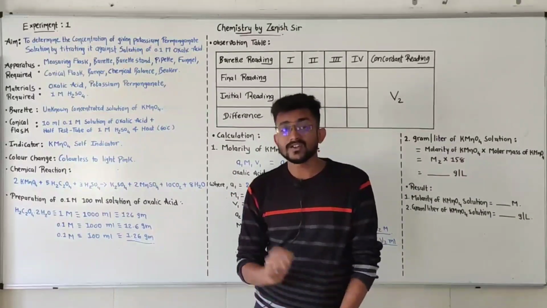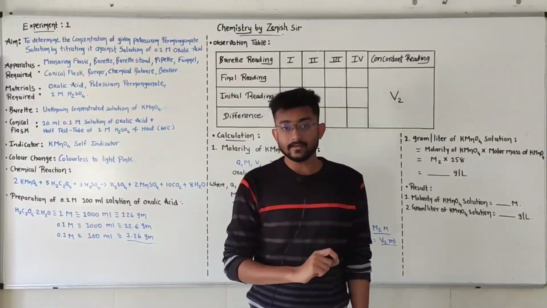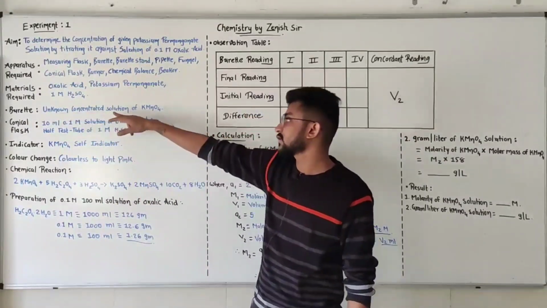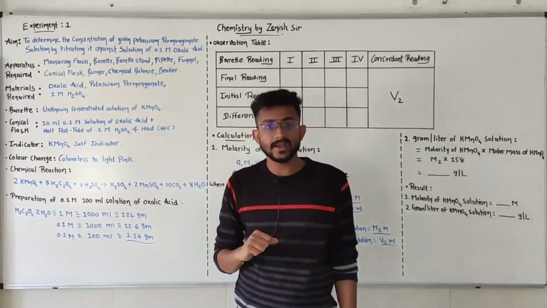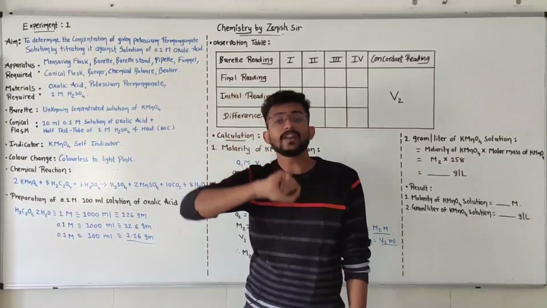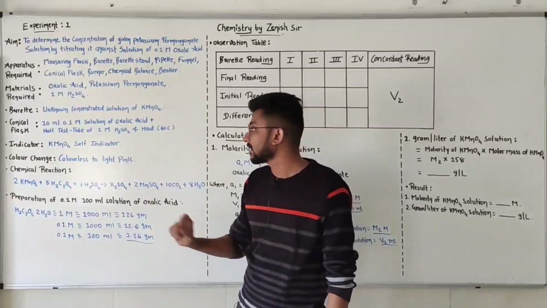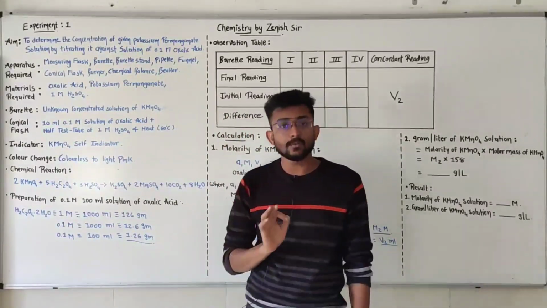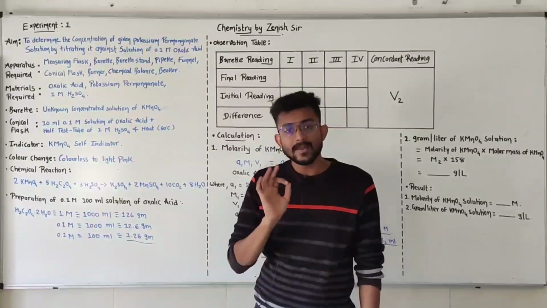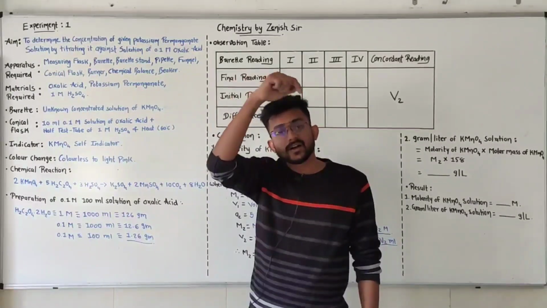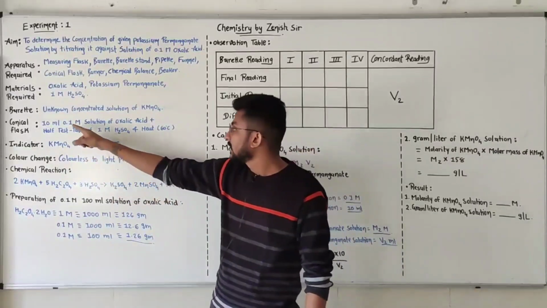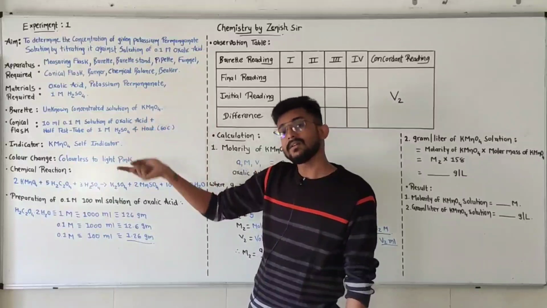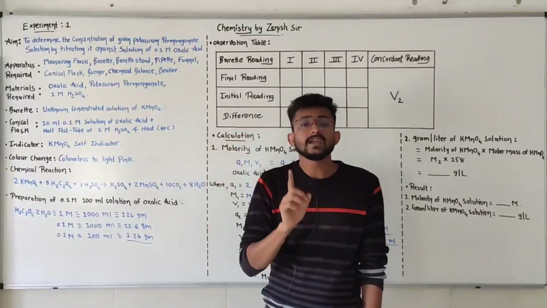Now, which things are taken where? In the burette, we have taken unknown concentrated solution of KMnO4, potassium permanganate. I told you that burette will be filled up with potassium permanganate. After that, conical flask. As I told you, 10 ml volume of the oxalic acid measured by pipette will be transferred into the conical flask, and we will add half test tube of 1 molar H2SO4 and then we will heat it up to 60 degree Celsius.